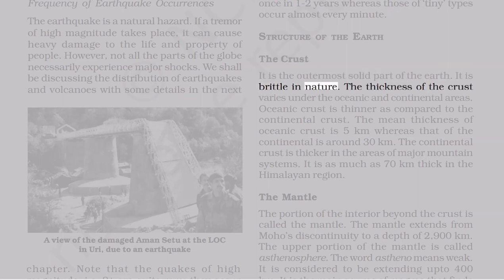It is brittle in nature. The thickness of the crust varies under the oceanic and continental areas. Oceanic crust is thinner as compared to the continental crust. The mean thickness of oceanic crust is 5 kilometers, whereas that of the continental is around 30 kilometers. The continental crust is thicker in the areas of major mountain systems. It is as much as 70 kilometers thick in the Himalayan region.